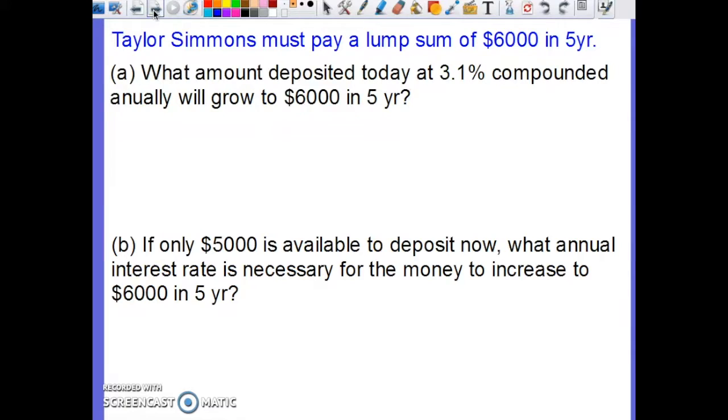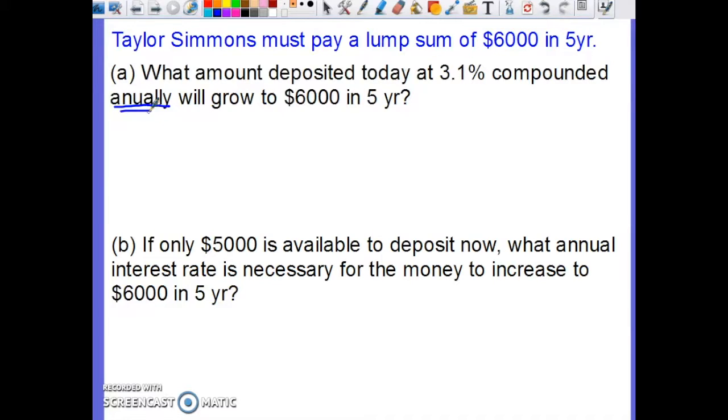Our next example: Taylor Simmons must pay a lump sum of $6,000 in 5 years. What amount deposited today at 3.1% interest compounded annually will grow to $6,000 in 5 years? So that means our N value is going to be equal to 1 because it's just compounded once. Again, pause, please. Attempt the problem. Attempt both problems actually, and then resume and get back to it.